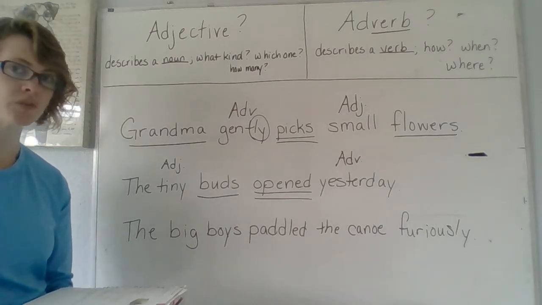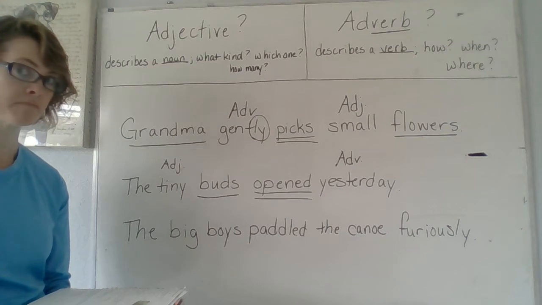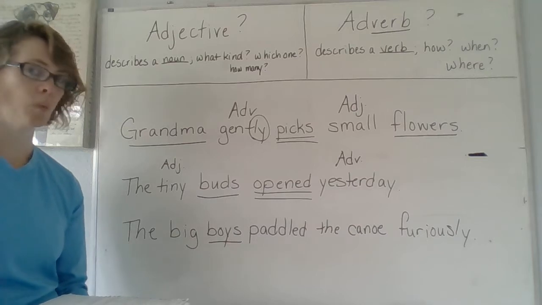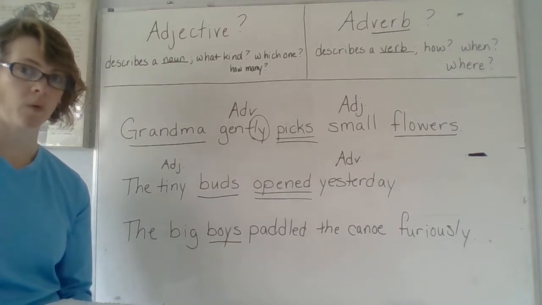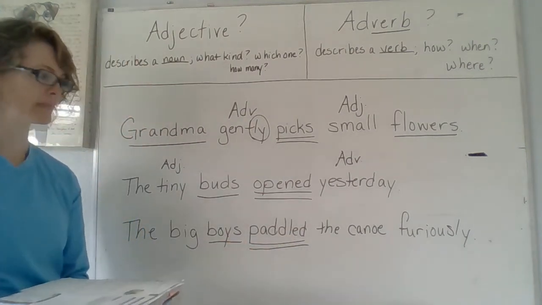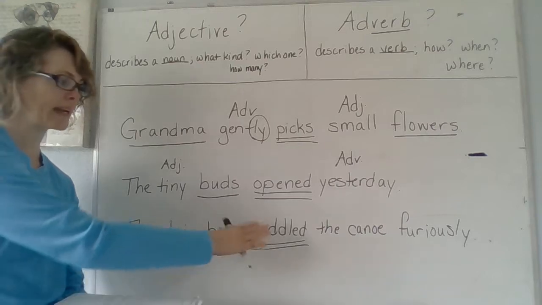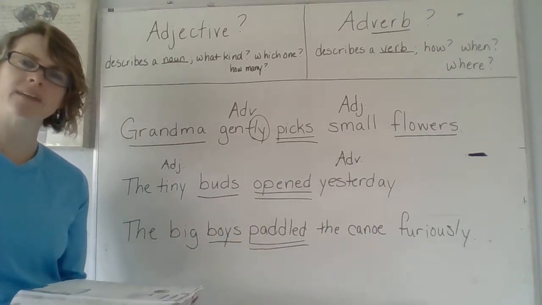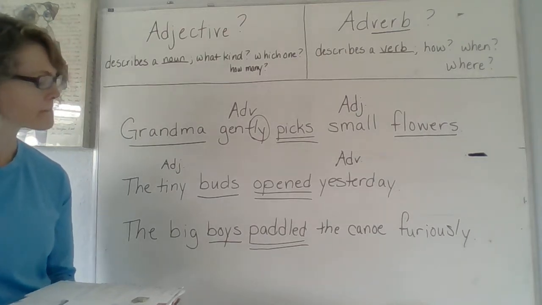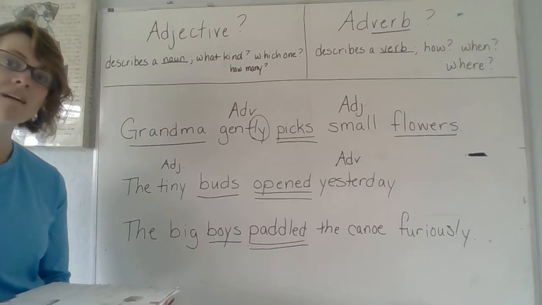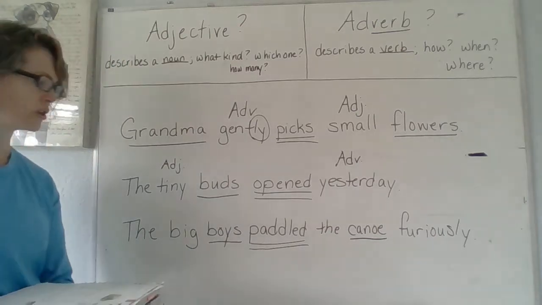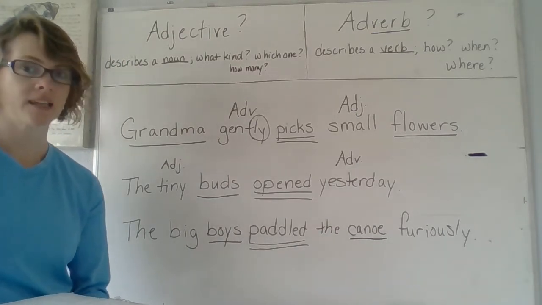Who paddled the canoe furiously? The boys did. That's my subject. Underline it once. What is being said about boys? Boys paddled. You got it. That's what they did. So I've got my subject, which I know is a noun, and I have my verb. Are there any other nouns, persons, places, or things in this sentence? Oh, did you find another thing? Yes, canoe is a thing. So underline canoe. There aren't any other things in this sentence.